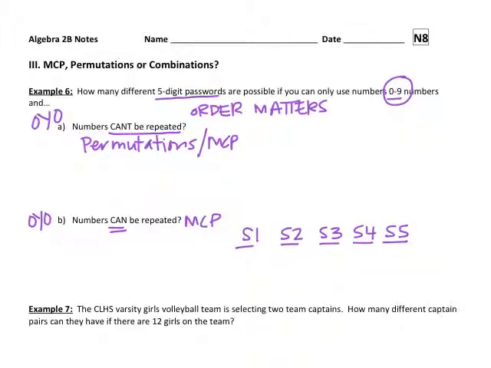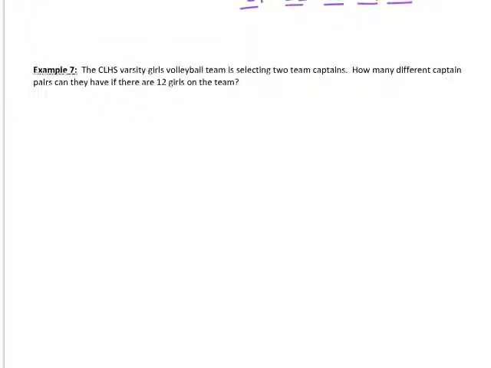All right, and then for example 7, the CLHS varsity girls volleyball team is selecting 2 team captains. How many different captain pairs can they have if there are 12 girls on the team? Just a hint, N is going to equal 12 and R is going to equal 2. Now, what's up to you is how are you going to choose this? Is it going to be using combinations where order does not matter, or permutations where order does matter? Okay, so that's something to consider.